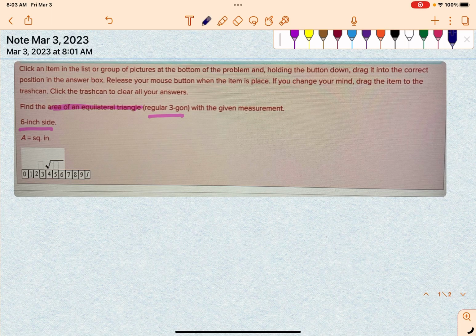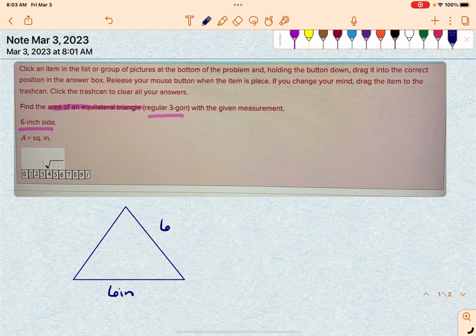So first of all, to do any of these problems, the number one thing we need to be able to do is to have a picture to be able to work from. So here's our equilateral triangle. They say that each side is 6 inches. So that means each of these sides are 6 inches.